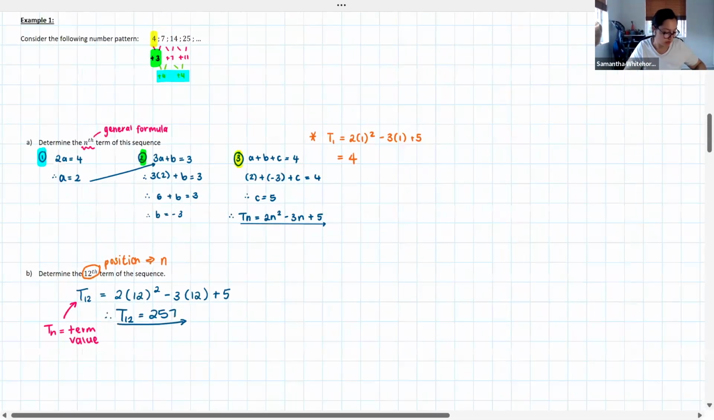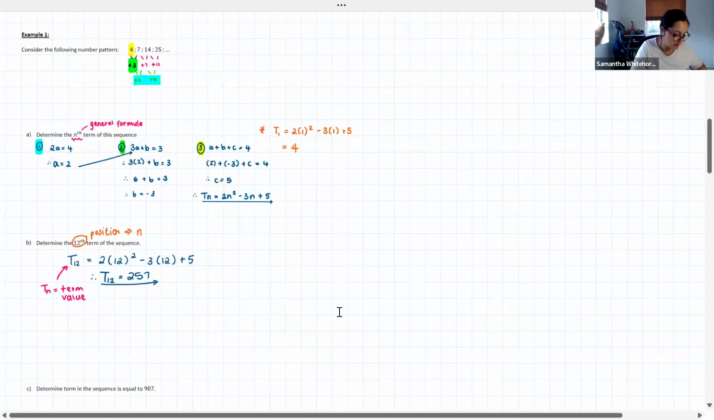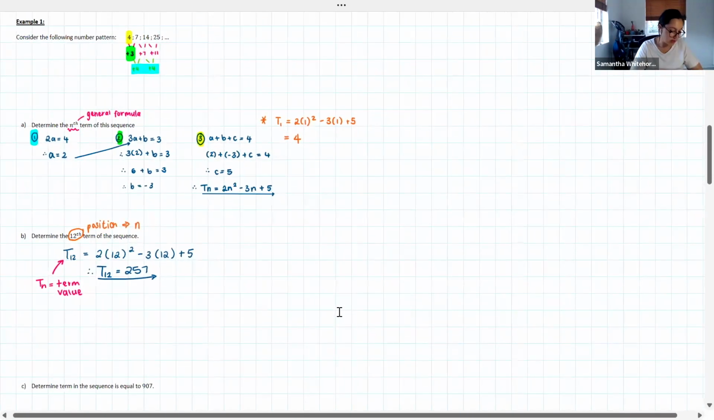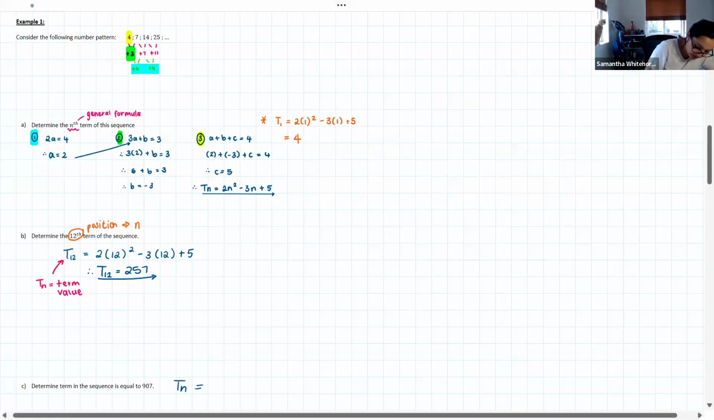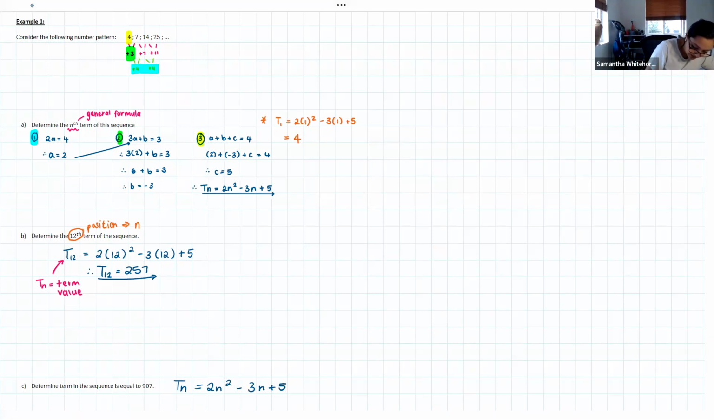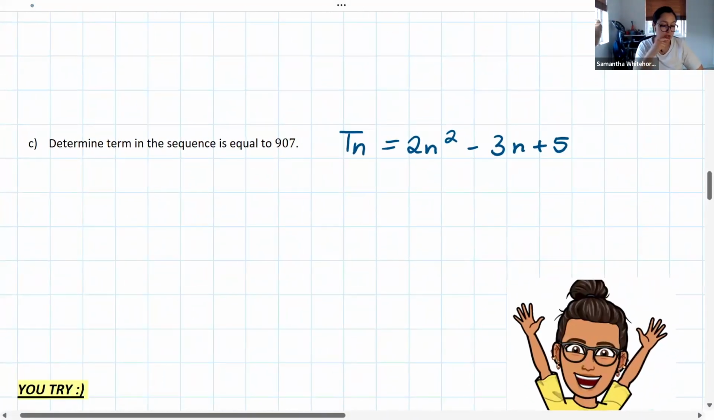Okay, nice. So my question C is so far away from everyone. Okay, we'll accept it. Question C is now asking us to determine the term in the sequence equal to 907. So just to make it bigger, I'm going to write out our rule there. Now we want to determine the term in the sequence. So which term has a value of 907? Who wants to walk me through how we would do this?